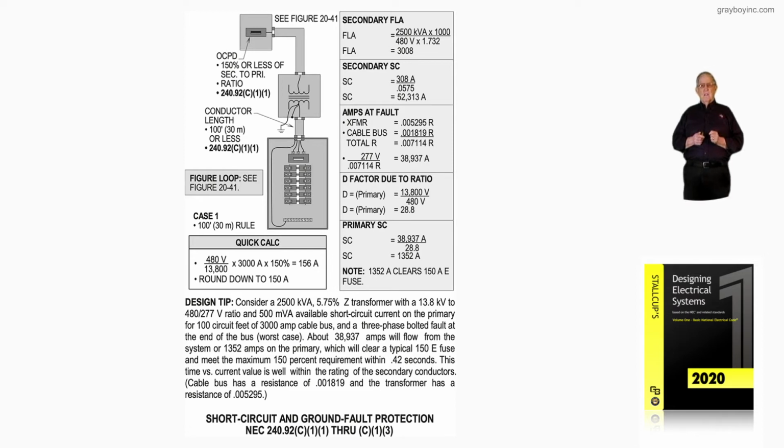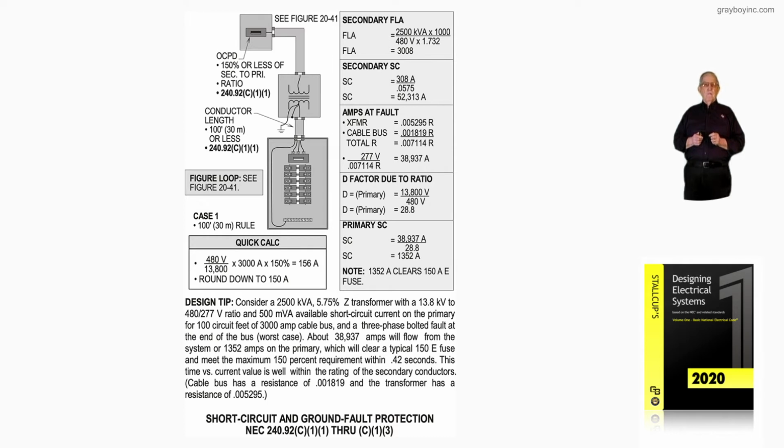The cable bus has a resistance now of 0.001819, and the transformer has a resistance of 0.005295. Now, this information is given to you. It was collected, and if you want to read more about it, then see Figure 20-41 in Stallcup's Volume 2 of the Electrical Design book. Now, we're going to look at the quick calc next.